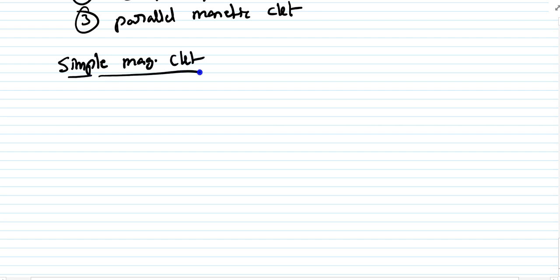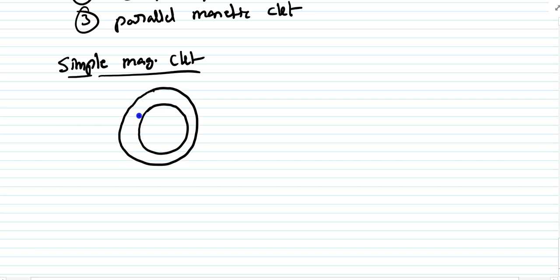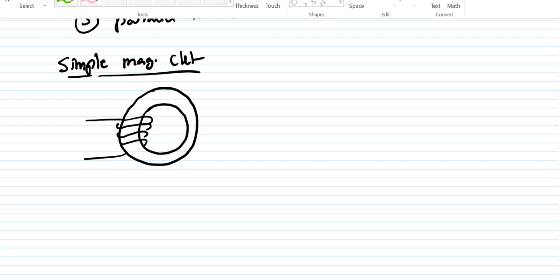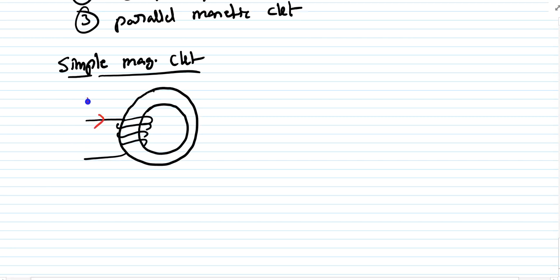So let us consider a simple magnetic circuit. I am taking a ring type of magnetic core. It is a very simple magnetic circuit I am considering here, and I may have a conductor with turns, and current I is flowing through this. Therefore it is going to produce a flux through it. This is the flux phi.